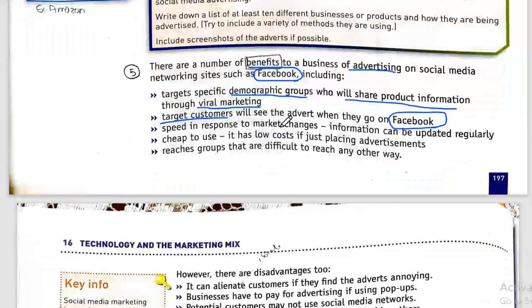Speed in response to market changes. Information can be updated regularly. So whenever I'm putting an advertisement on Facebook, I can update it regularly because I know how to respond to changes in the market. I'm aware of all the changes. It's cheap to use. Low cost of advertisements on Facebook. It reaches groups that are difficult to reach any other way, especially when there's a limitation in the location, or I'm targeting people in a different country.